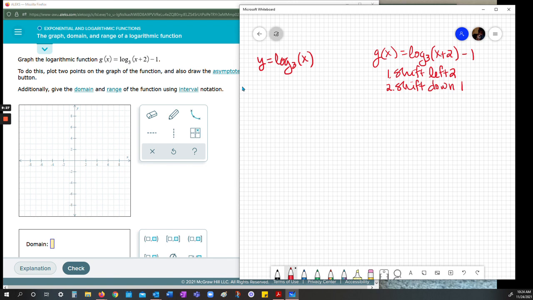Okay, so if we rearrange this guy, 3 to the y equals x, and so we can pick our values for y.